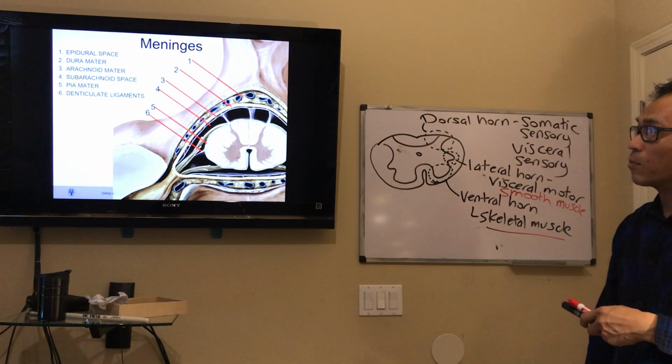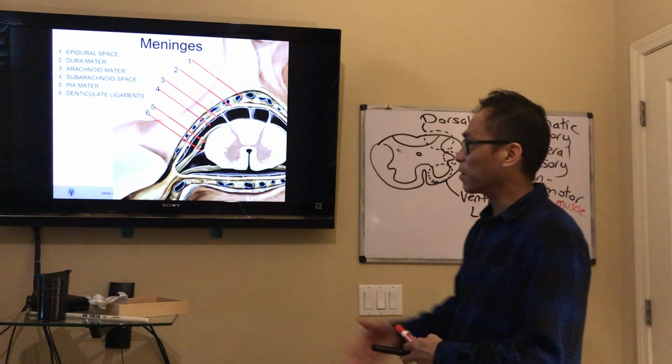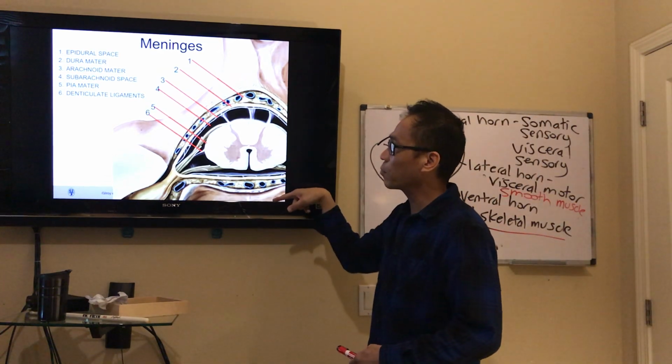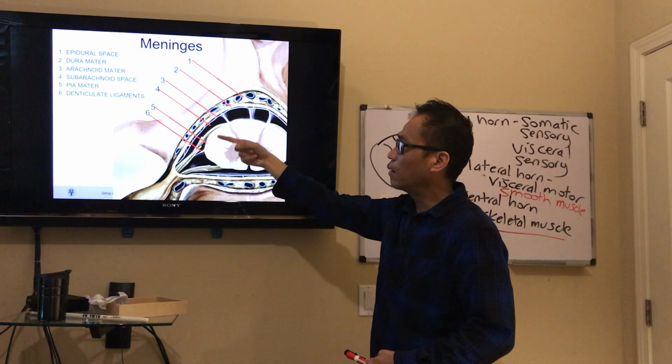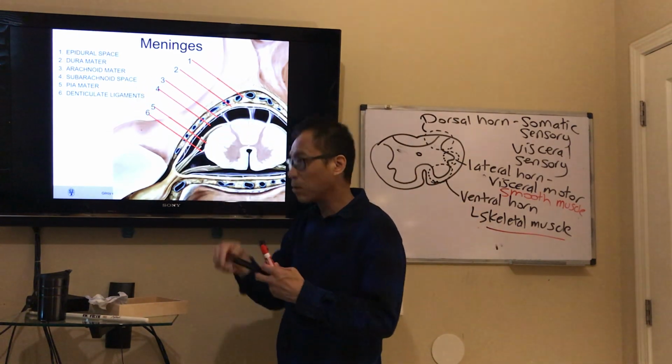Right here, these are what are called the meningeal layers that surround the spinal cord in the middle. I believe this is a cervical vertebra. And let's define all of these things, 1 to 6, which are outlined for you here.